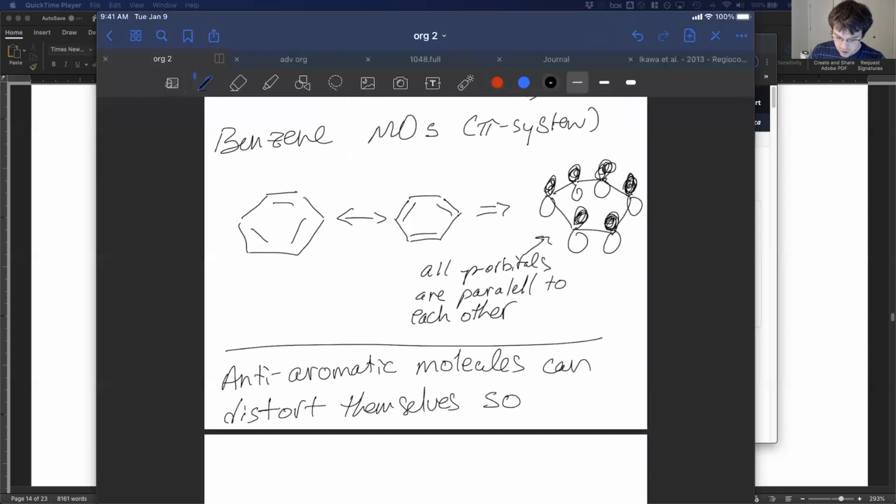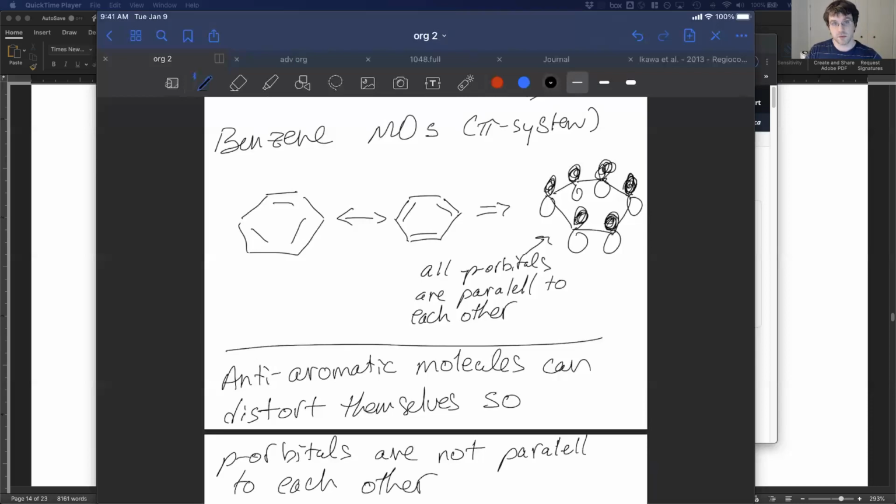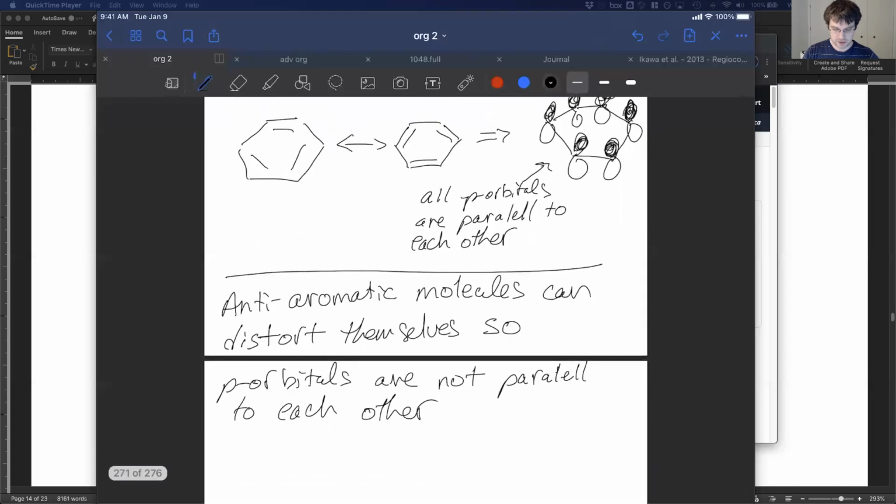So the p orbitals are not parallel to each other. In the case of cyclooctatetraene, we saw that the structure adopted itself in such a way that, yeah, maybe the p orbitals in that pi bond are parallel, but they're not parallel to the p orbitals in the other pi bonds. So this is pretty remarkable.